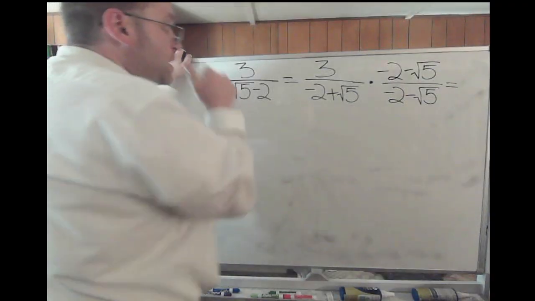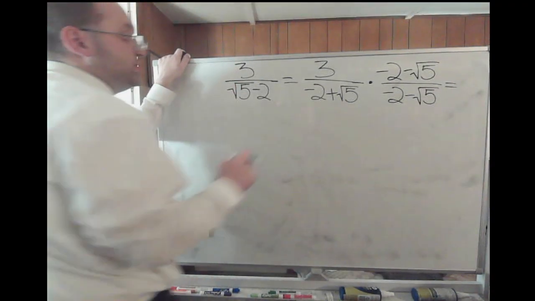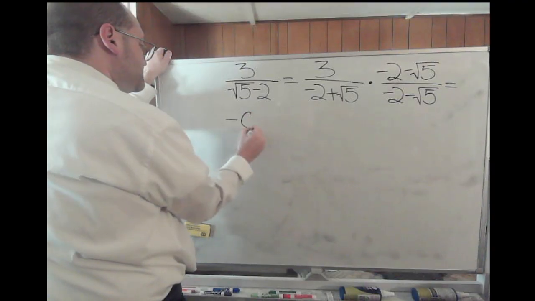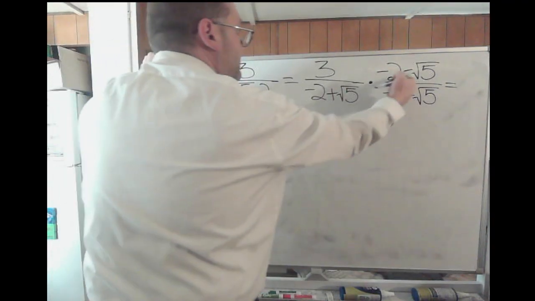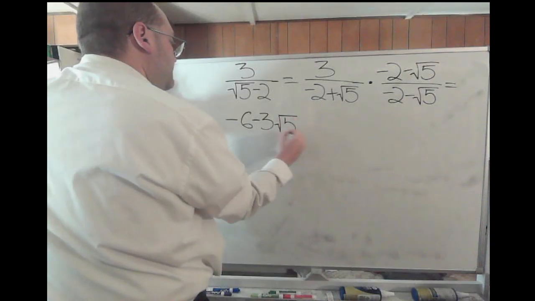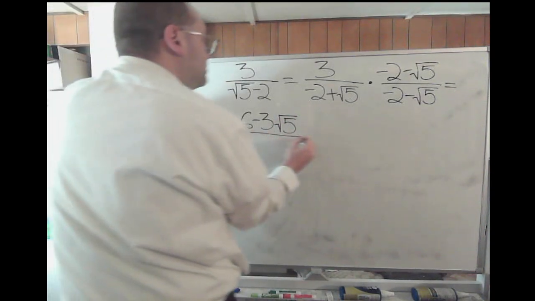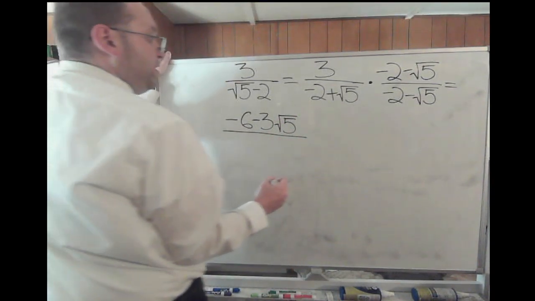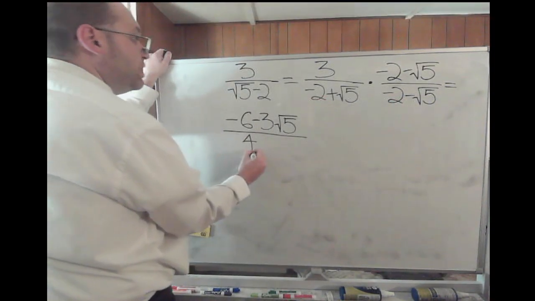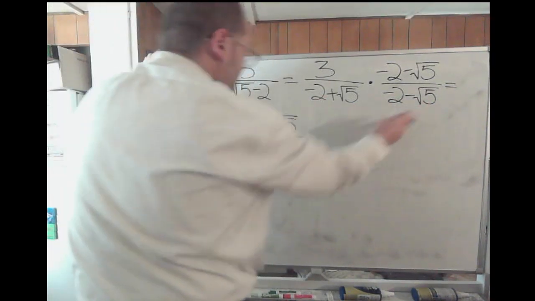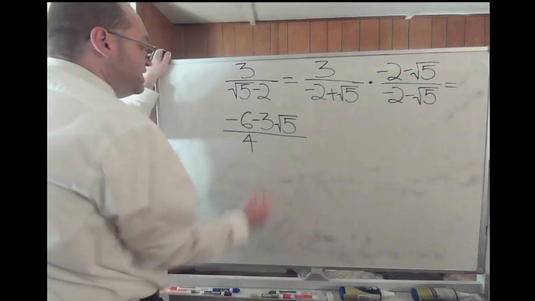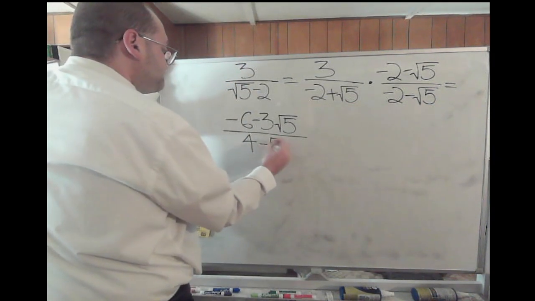Okay. Well, let's do some distribution in the numerator. 3 times negative 2, that would be negative 6. Minus 3 times the square root of 5. All over, you have now negative 2 times negative 2, that's positive 4. And then we still have a difference of 2 squares. You have square root of 5 times negative square root of 5, this would be minus 5.